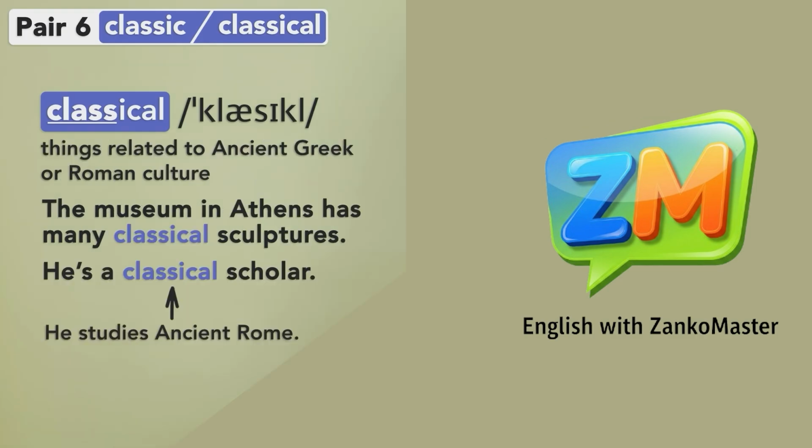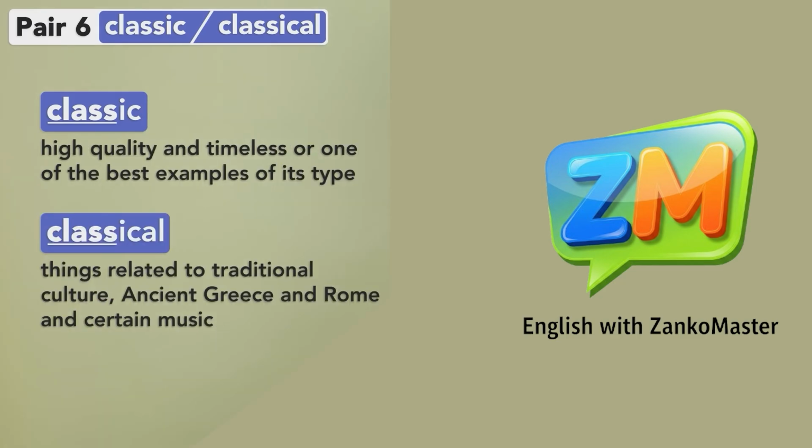We also use classical to talk about something that has a long tradition, classical ballet, for example. And classical refers to things related to ancient Greek or Roman culture. For example, the museum in Athens has many classical sculptures. Or, he's a classical scholar. He studies ancient Rome. So, to recap, classic means high quality and timeless, or one of the best examples of its type. Classical tends to refer to things related to traditional culture, ancient Greece and Rome, and certain music.